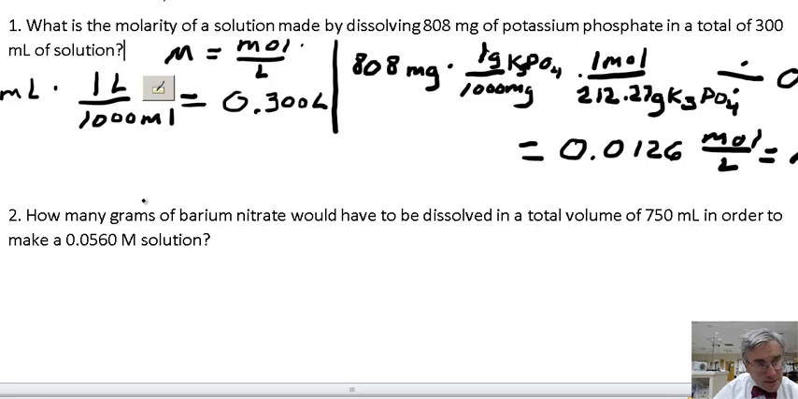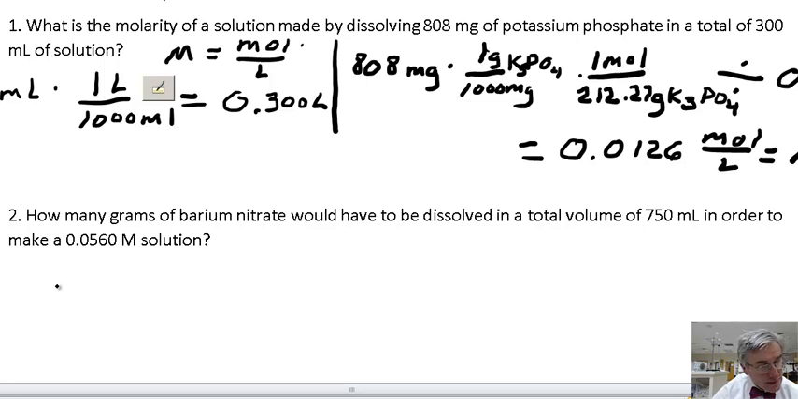Now, another type of problem that you should know how to do is one that asks you how to make up a certain kind of solution. In this case, it's asking us to make up a certain volume of a 0.056 molar solution of barium nitrate. This is pretty easy. If we multiply the moles per liter, the molar, by the liters, that'll give us the number of moles, and then all we have to do is convert to grams.